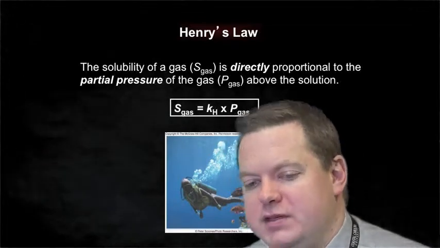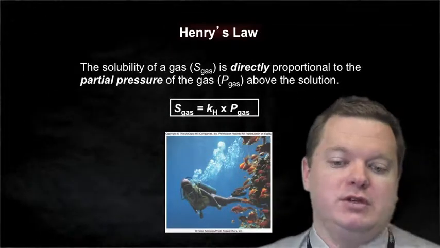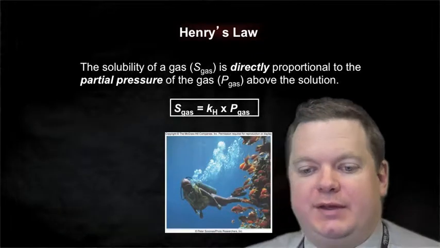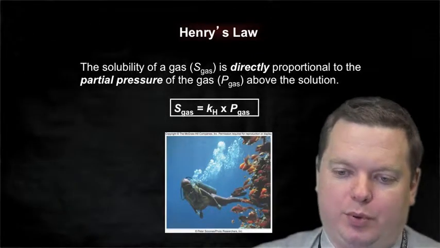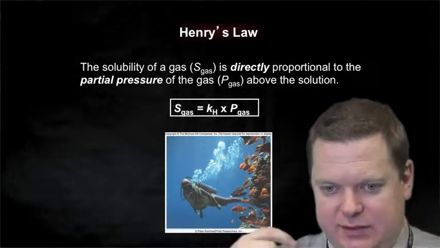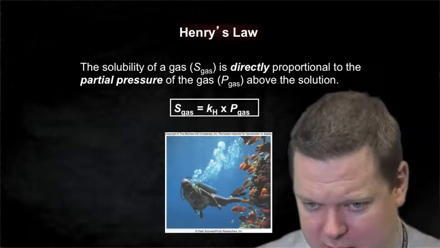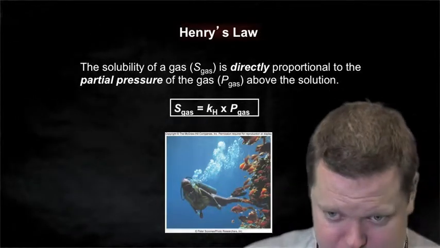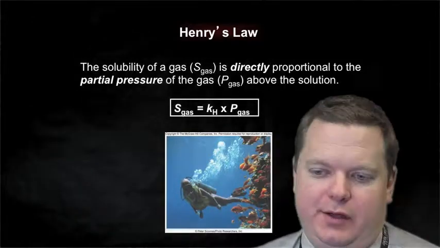We can define the solubility of these gases using Henry's law. So the solubility of a gas is directly proportional to the partial pressure of that gas above the solution. So S of the gas is equal to Henry's law constant, KH, times the partial pressure of that gas above the solution. All right, so we can do those calculations fairly simply.